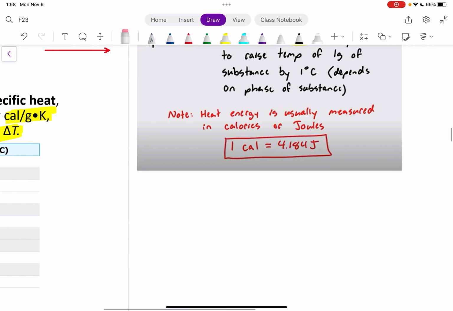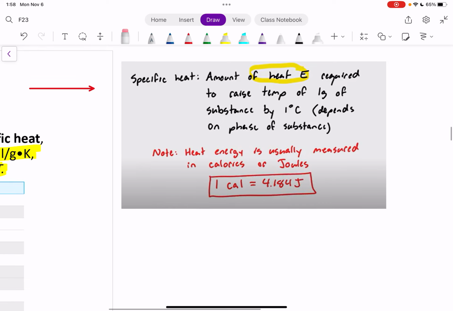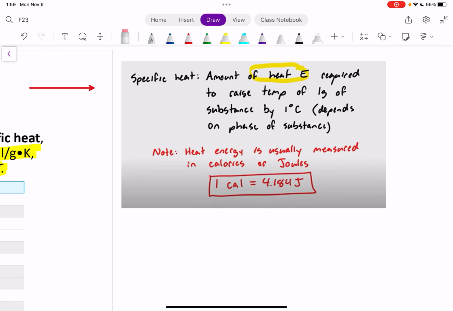All right, so let's go over here for a second, and I want to give you a definition of specific heat. Specific heat is the amount of heat energy required to raise the temperature of 1 gram of a substance by 1 degree Celsius. It really just depends on the phase of the substance and what substance you have. So how much heat do I actually have to put in to raise the temperature of 1 gram of this substance by 1 degree Celsius?